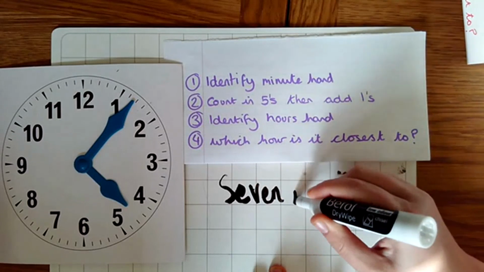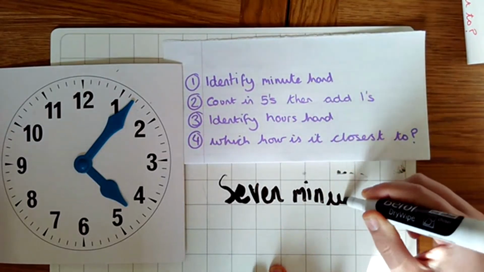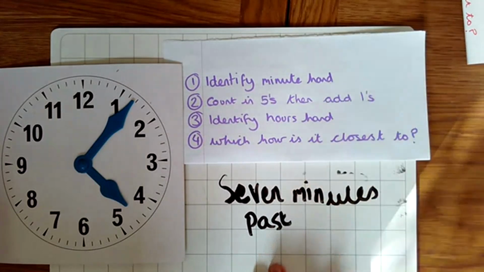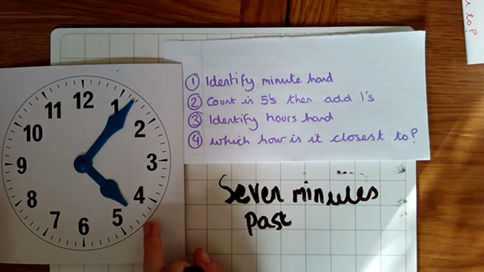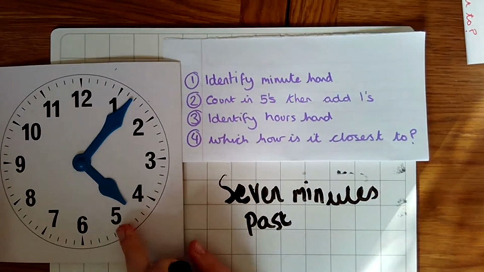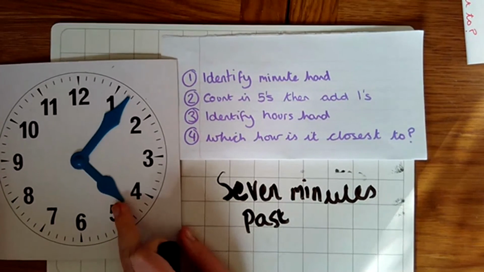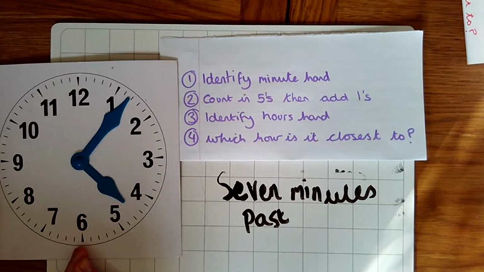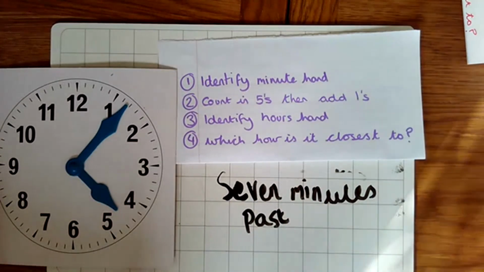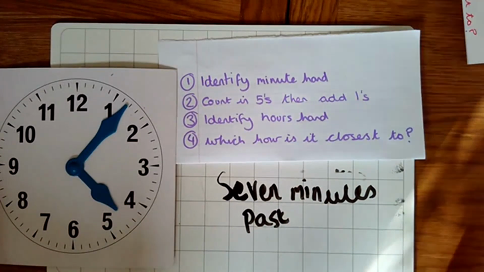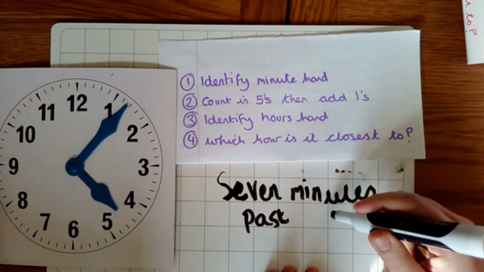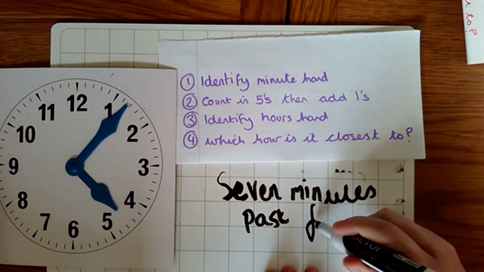7 minutes past. And where's our hour? Let's look. Which hour is it closest to? It's closest to 4. Because again, it's that magic half past is where things start when we go into the land of the 2 and we move on to the next hour. 7 minutes past 4.